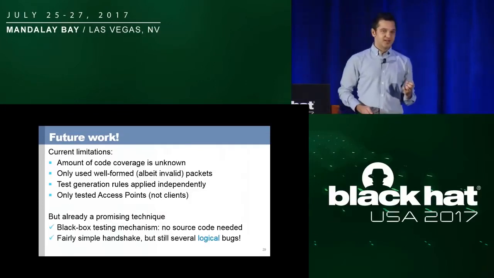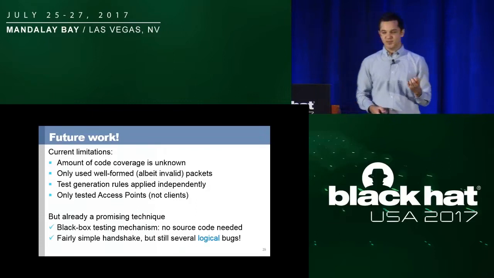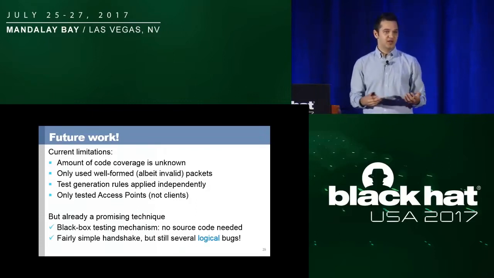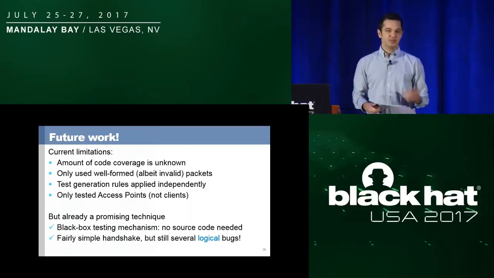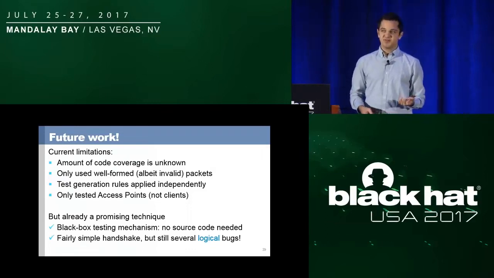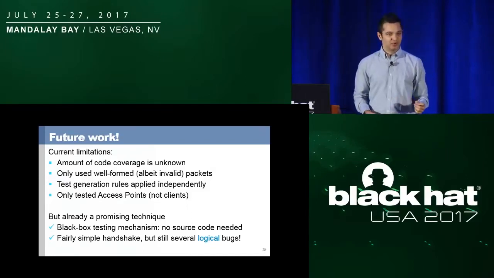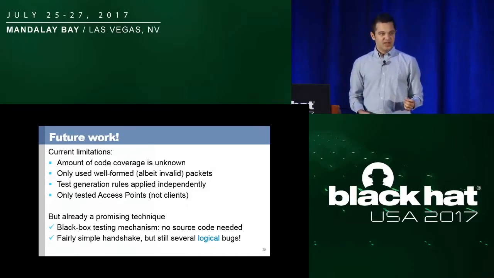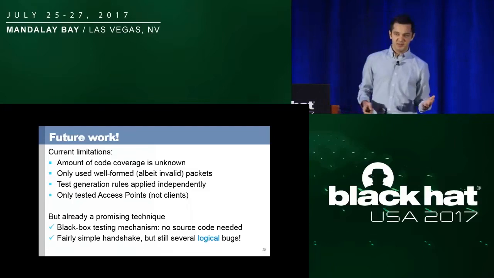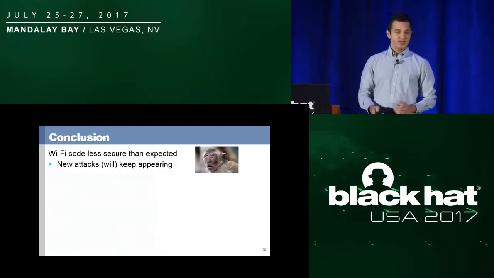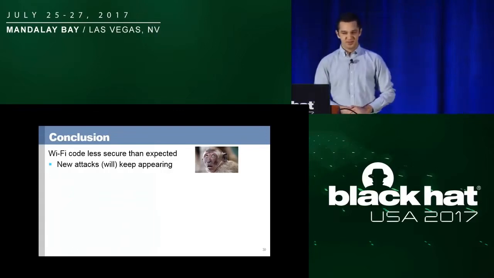Now, the reason why I think that this is a promising technique, though, is because our current method is a black box testing methodology, so you don't need access to the source code, so you can test any implementation that you want. And another thing that this work shows is that searching for logical vulnerabilities is quite important. Because like I mentioned, the Wi-Fi handshake is fairly simple, yet still we discovered quite some issues, and that was surprising. So that leads me to the conclusion of this talk.